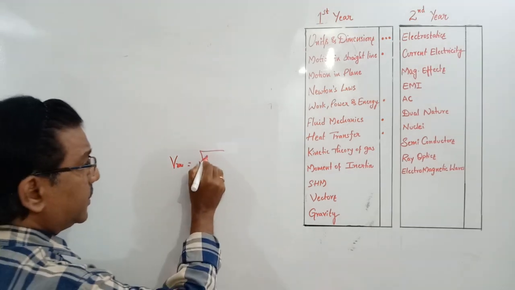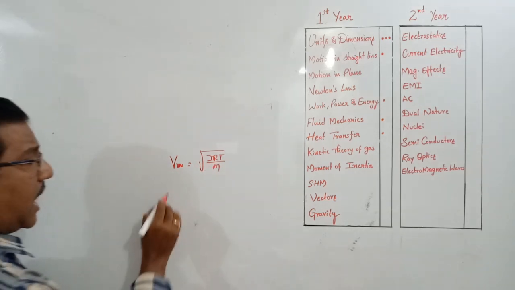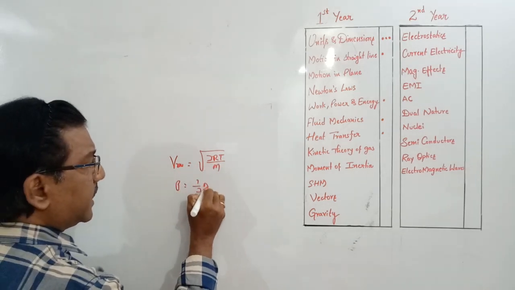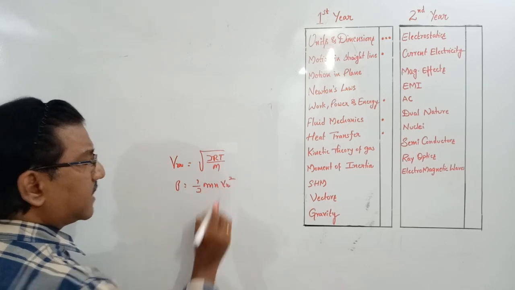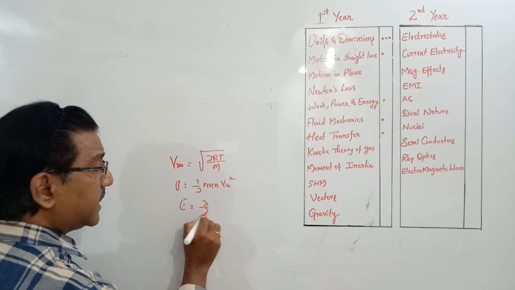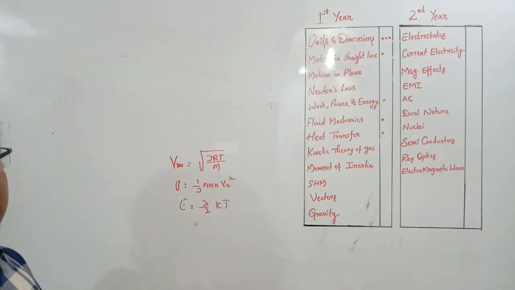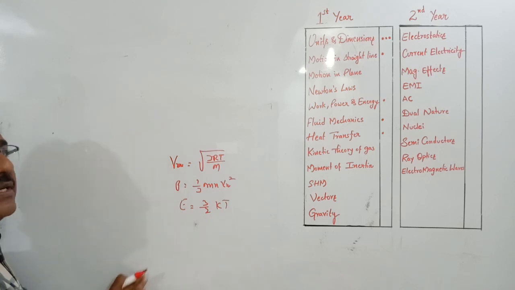Repeatedly I said, don't forget VRMS, and pressure is equal to 1 by 3 mn VRMS square, and energy of the molecule 3 by 2 kT. K is nothing but this one. For the short-term students, just 2 days back only I explained this.